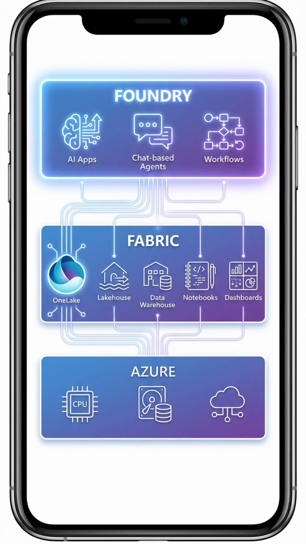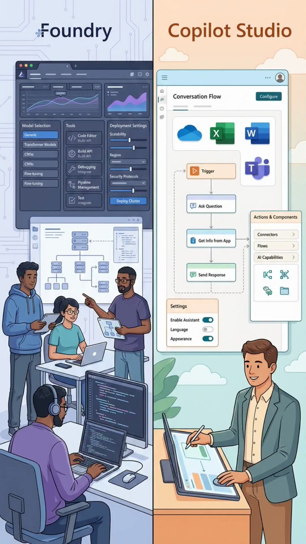Azure is the underlying cloud: compute, storage, networking. Microsoft Fabric is the data plus analytics platform: OneLake, Lakehouse, warehouses, notebooks, Power BI. Foundry sits on top as the AI application and agent layer. Foundry pulls data from Fabric via Fabric Data Agent and OneLake connectors, uses Azure resources for compute and search, and integrates with Microsoft 365, GitHub, and security services.